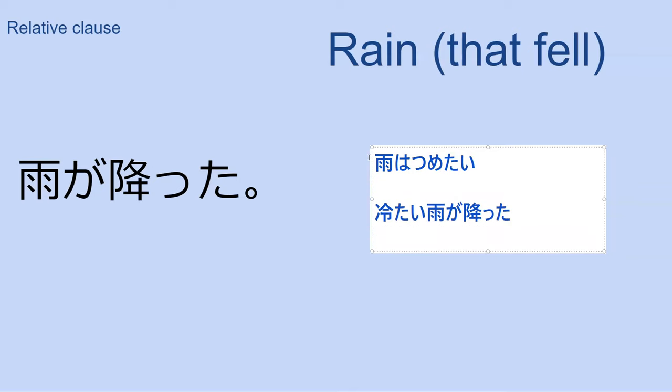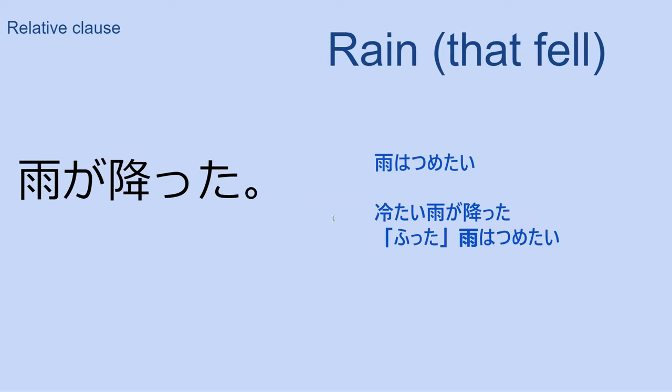But in Japanese, they do like relative clauses a lot. And this would instead be keeping this 雨は冷たい. It's going to still end with this. And instead, we're going to add a relative clause in front. All you have to do is grab that verb, 降る, and put it here. 降った. 降った雨は冷たい. What does that mean? So the rain that fell is cold. Exactly. That's exactly what it is.